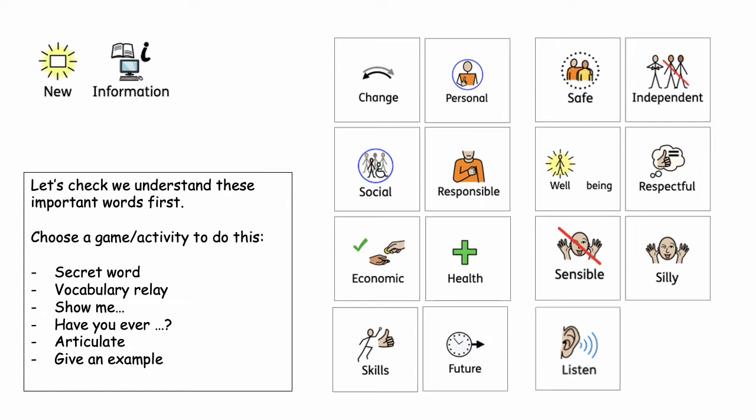So the first one is change, personal, safe, independent, social, responsibility, well-being, respectful, economic, health, sensible, silly, skills, future, and listen.